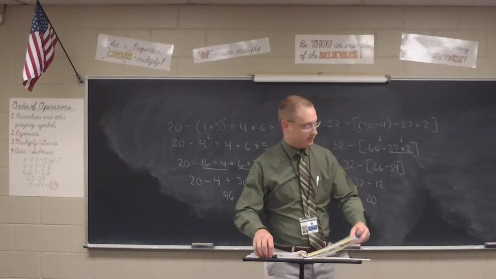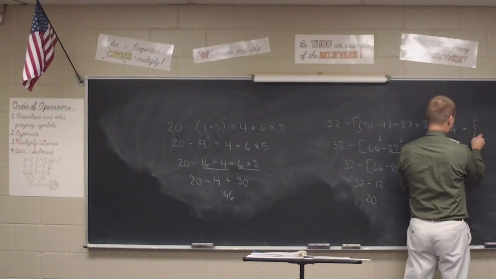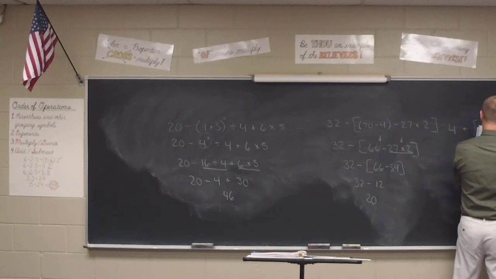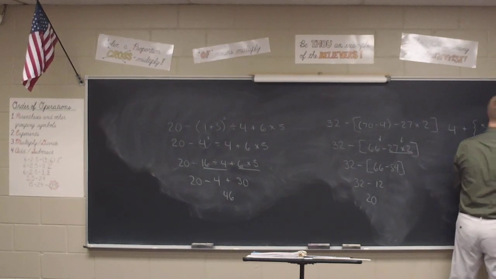Look at letter C. I'm going to work this one out on the board here. We've got a 4 plus brace, 5 times bracket, 7 minus parenthesis, 2 plus 3, close parenthesis, close bracket, close brace.